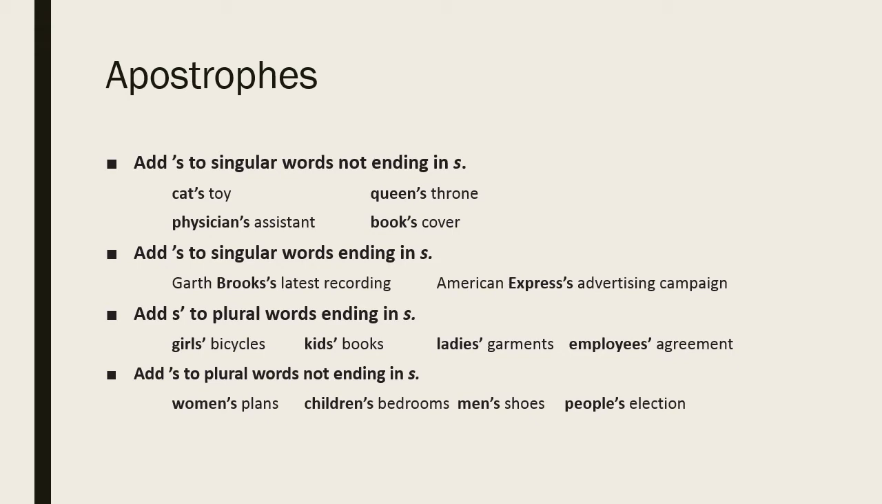We use apostrophe and again an S for plural words not ending in S. So if the plural word is already ending in S, we don't use an S after the apostrophe to talk about possession. But if the plural word is not ending in S, then we use apostrophe and again S. For example, women's plans, men's shoes, people's election, children's bedrooms. Now in all of these cases, the plural words are not ending in S. So we use the apostrophe and S after the plural word to talk about their possession.